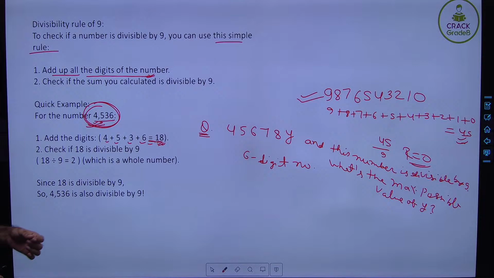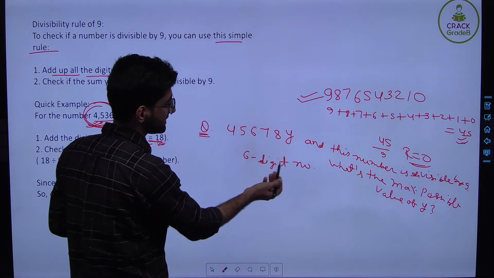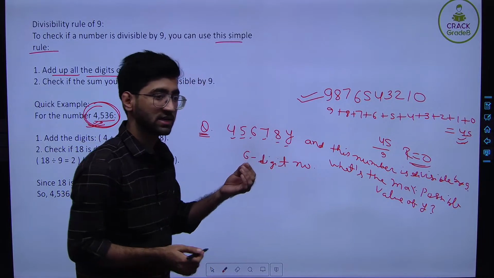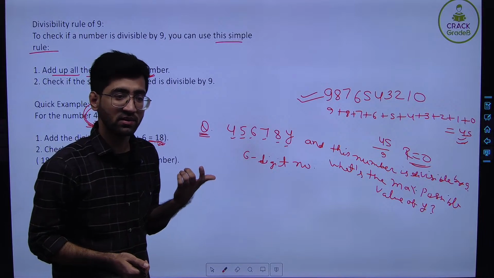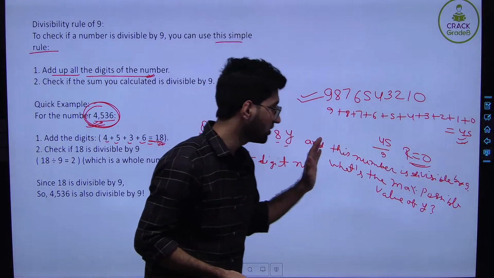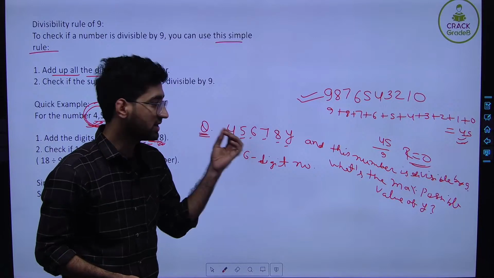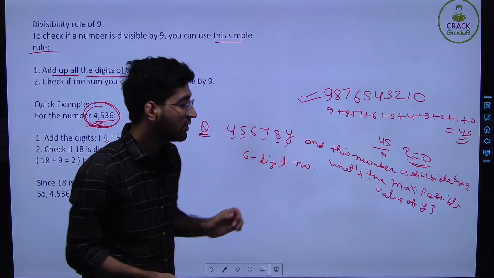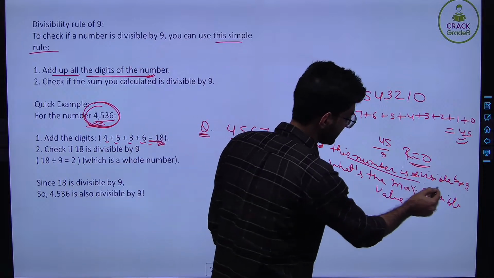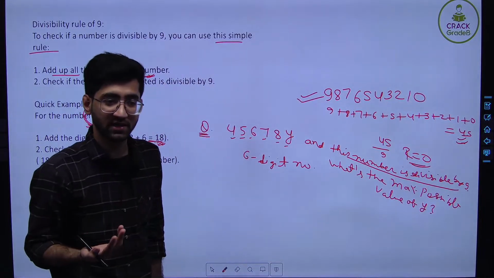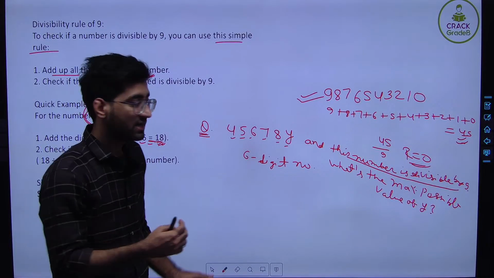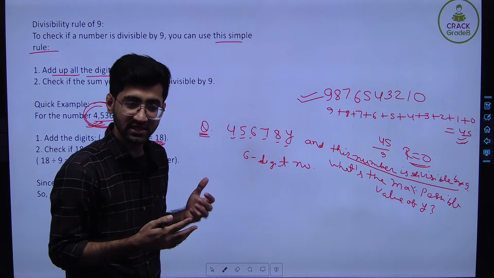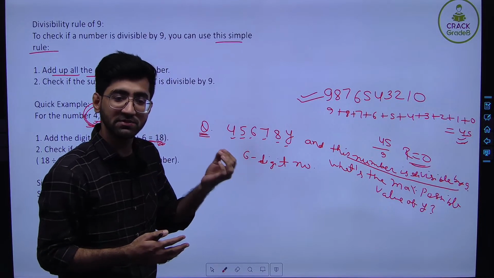Okay, let us check. See, it has been given that this is a 6-digit number, so obviously y is a single digit number. If you don't read anything, you should be able to think that y can take values from 0 to 9. But there is a condition. In the question it has been given that this number is divisible by 9. If this number is divisible by 9, it means that if you add all the digits, the sum should be divisible by 9, right?